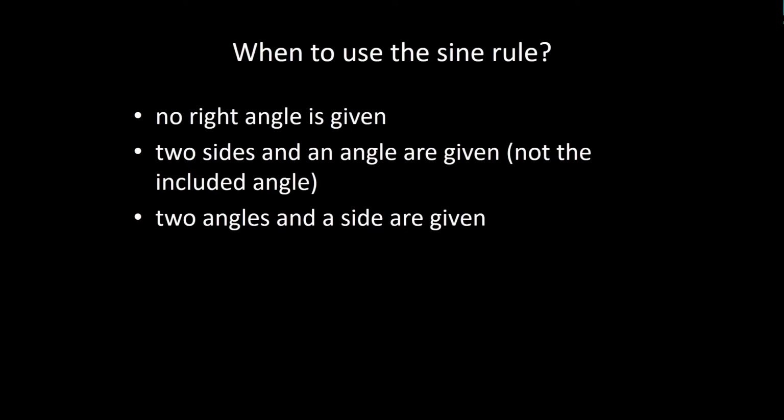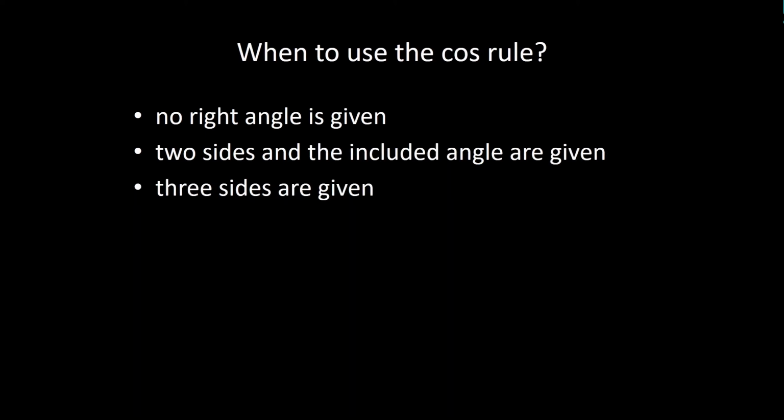So generally you will use the sine rule when you've got two sides and an angle that are given, but not the included angle, as I showed you on the diagram before, or if you've been given two angles and a side, you will use the sine rule to help you solve the triangle. The cos rule, once again, you take out the right angle.